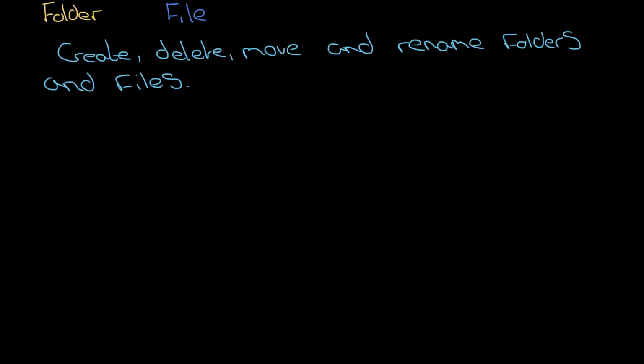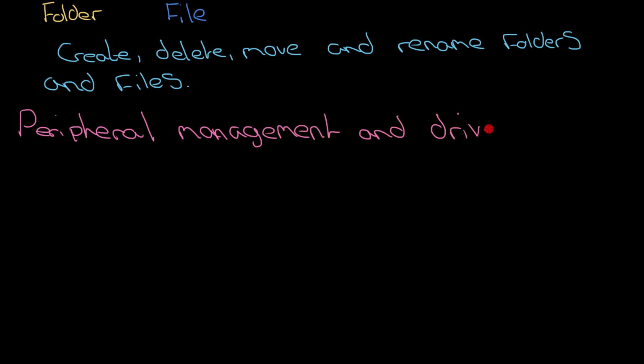Okay, our next one is peripheral management and drivers. So let's cover first off what a peripheral is. Well, let's see if we can spell peripheral. And a peripheral is anything which is on the outside of the computer. So if you think of a computer that you've got in front of you, let's say it's got a tower or something here with a CD drive. Let's examine all the peripherals that you can have.